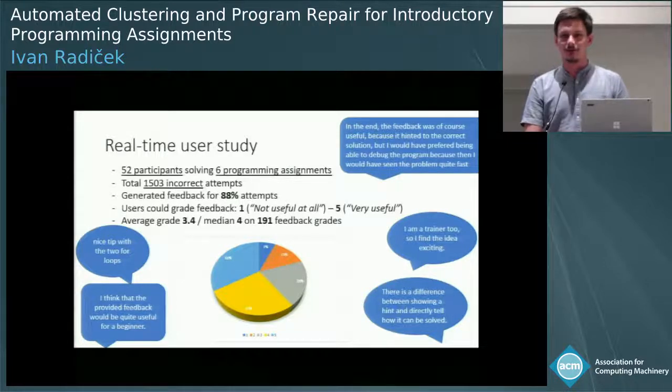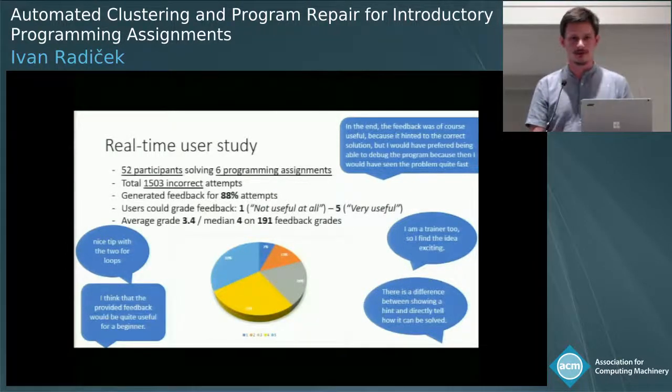When participants finished solving an exercise, they were presented with the question of whether the feedback that they were given was useful. They could grade it from 1 to 5, where 1 was not useful at all, and 5 was very useful. The participants graded it with a median grade of 4. As you can see on this distribution, more than half of it, around 60%, were 5 and 4, which we believe are quite promising initial results.